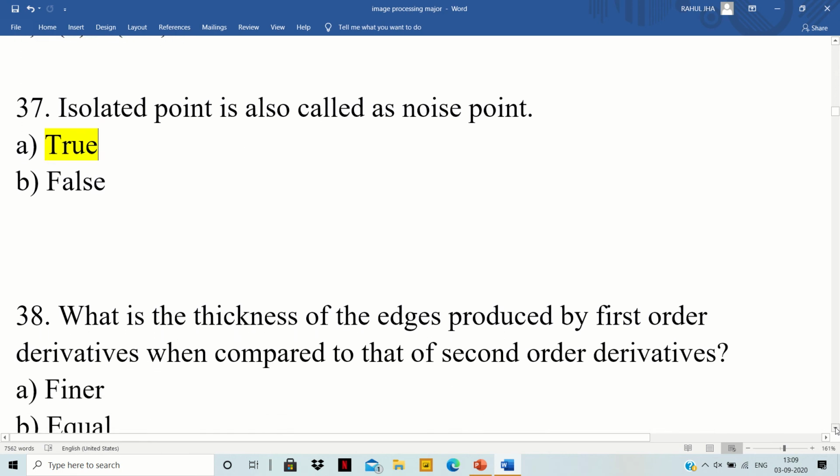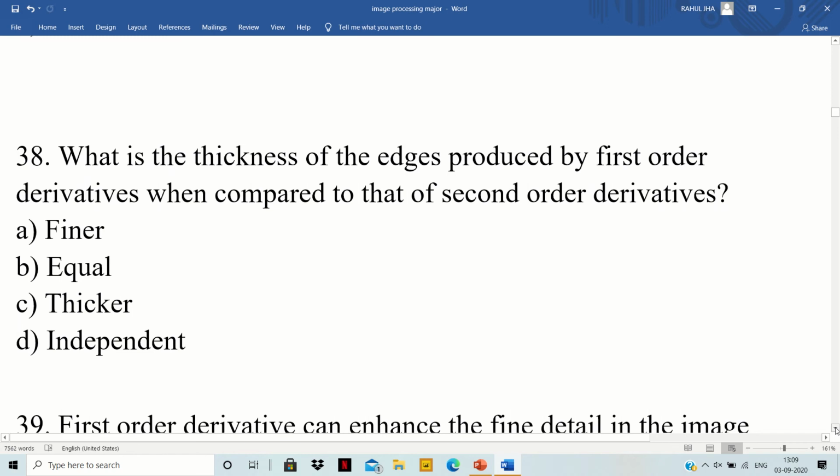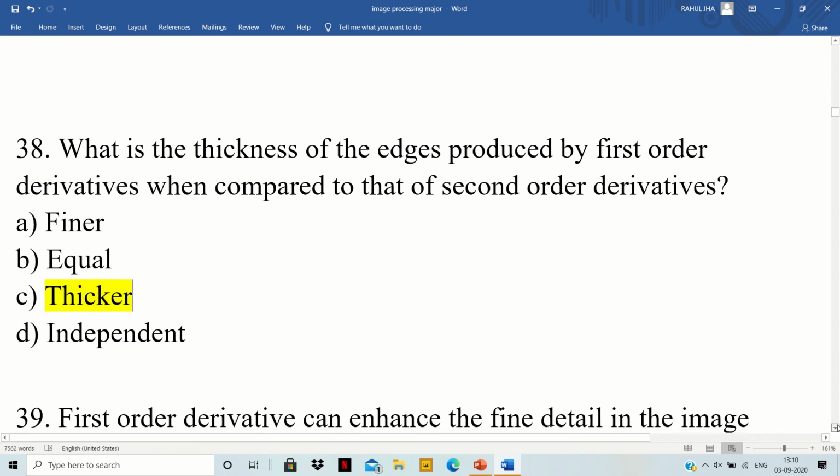What is the thickness of the edges produced by first order derivatives when compared to that of the second order derivatives? It means when we are performing the first order derivative and then we perform second order derivative, what is the response with the thickness of edges? So options are A finer, B equal, C thicker, D independent. So it's a basic logic which we use in the concept of digitalizing image, that whenever we are going to increase the level of differentiation, the thickness of edges will become more thicker. So the right answer will be thicker.